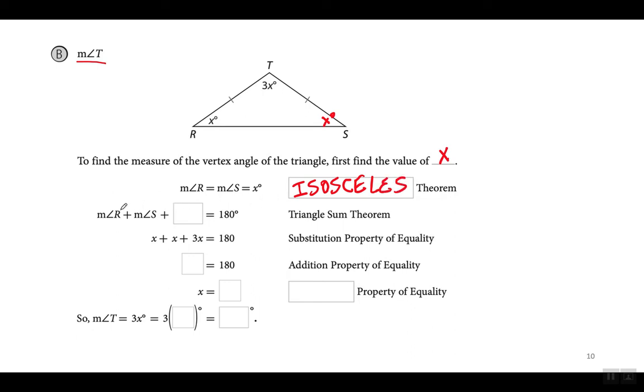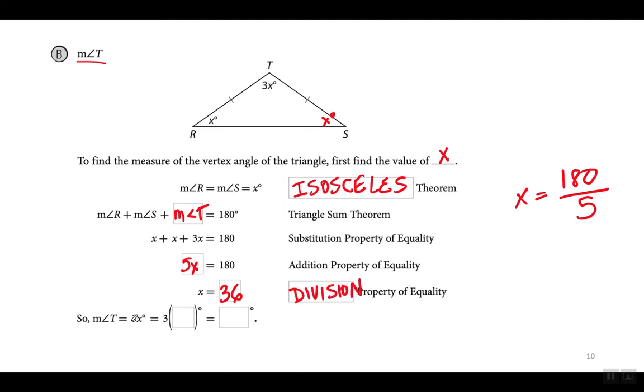Alright, so the measure of angle R plus the measure of angle S plus the measure of angle T has to equal 180. Alright, so when I add up all the angles, x plus x is 2x plus 3x is 5x. So now x is going to equal 180 divided by 5, which is going to be 36 by the division property, because I divided.